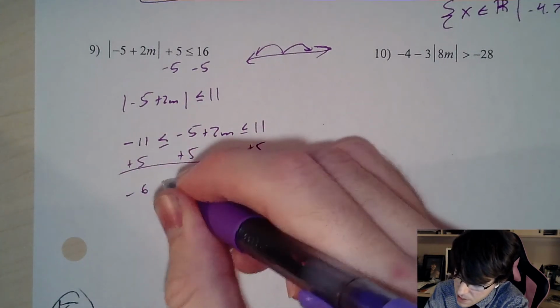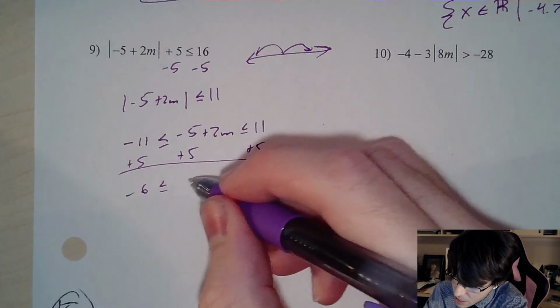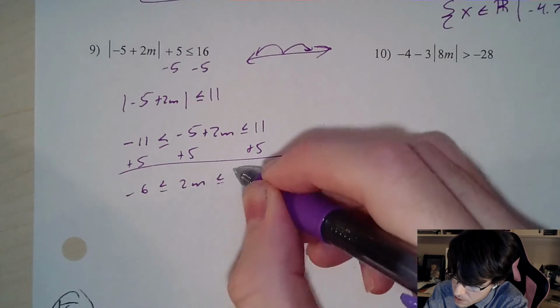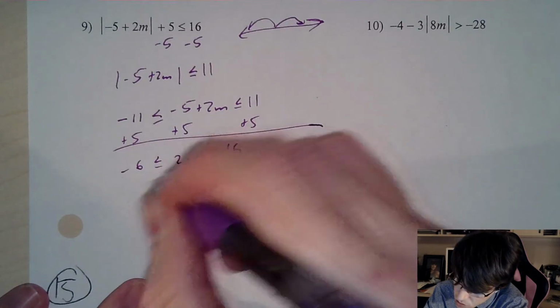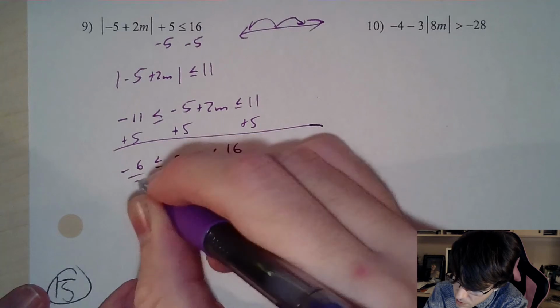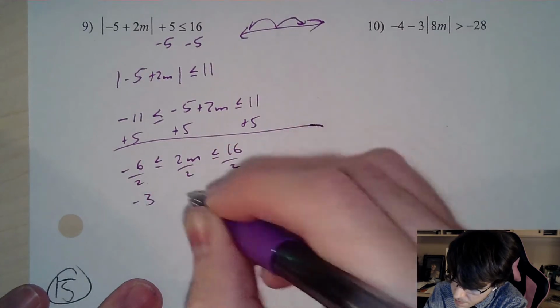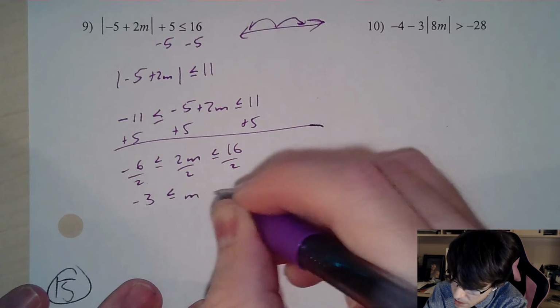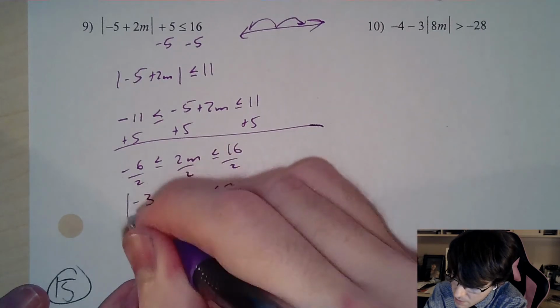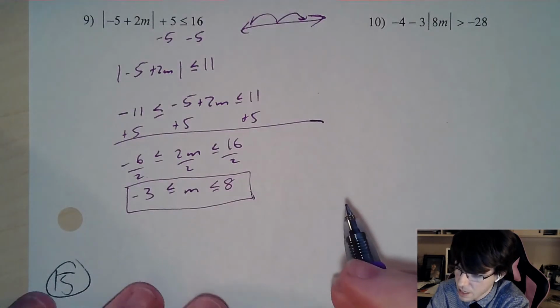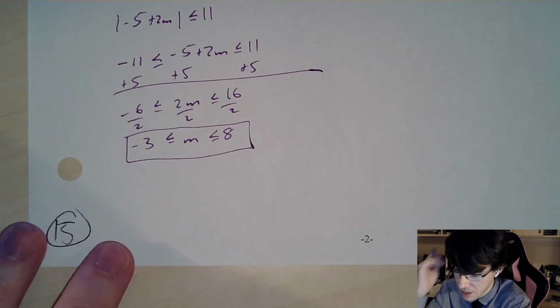And we got -6 less than or equal to, we're adding 5 to all 3 sections, 2m less than or equal to 16. Divide both sides by 2. And we're going to get -3 less than or equal to m less than or equal to 8. I don't know why I circled that answer. That's not correct. I got too excited.